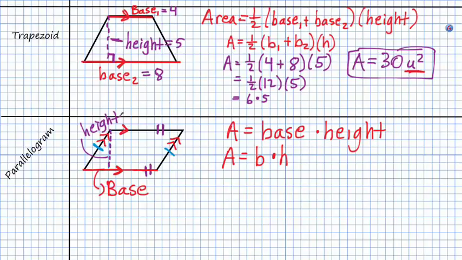So if we say that the height is equal to 3 and the base is equal to 5, then the area is equal to the base times the height. The area is equal to 3, the base is 5, and the height is 3, and so the area is equal to 15.